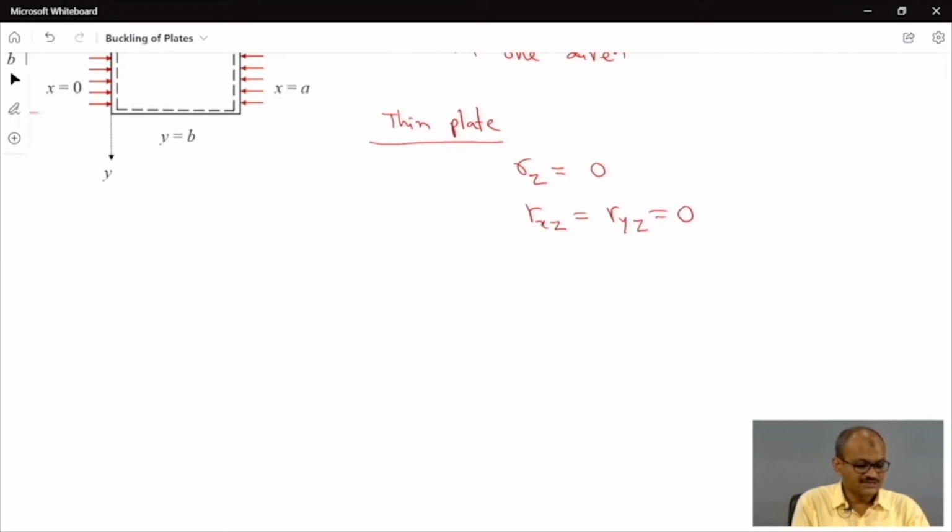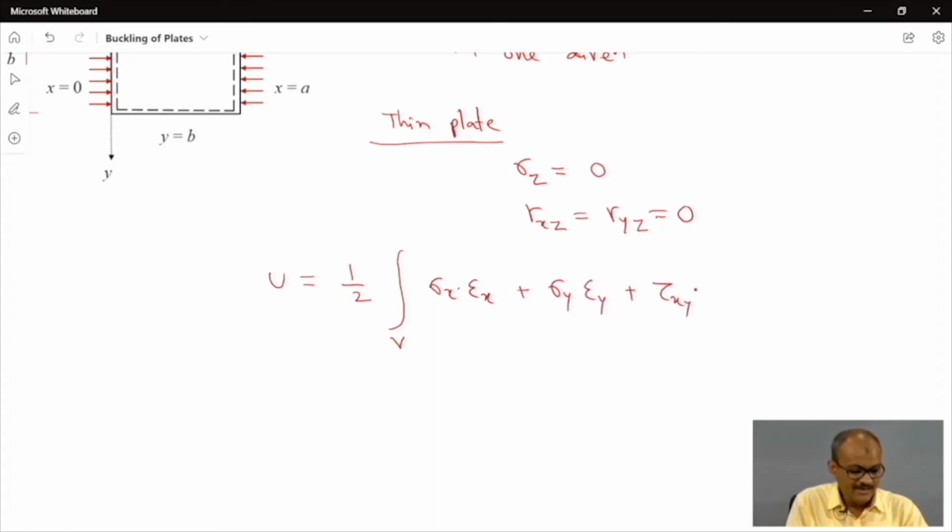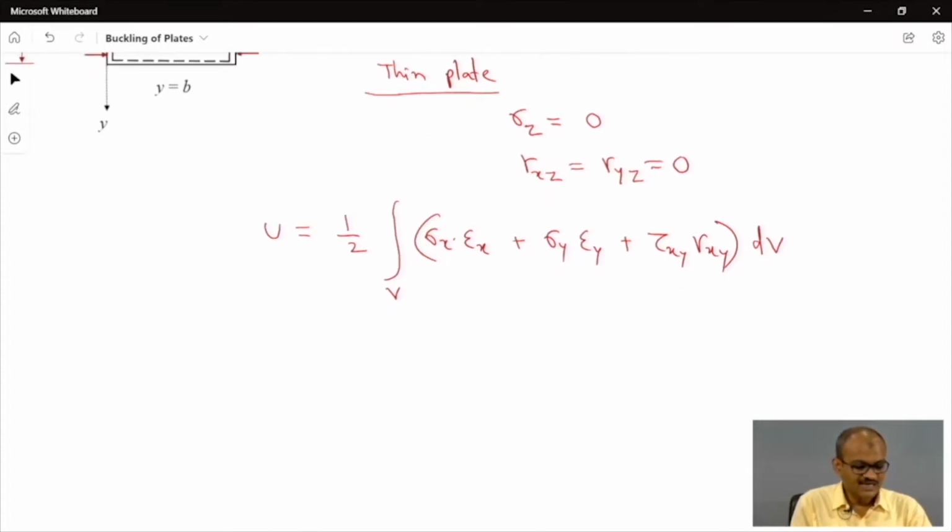Then the strain energy of the plate due to bending, we can write as U is equal to half stress into strain. The available stresses are sigma x, sigma y and tau xy. So the strain energy is half, and we will have to integrate over the complete volume. This is sigma x into epsilon x plus sigma y into epsilon y plus tau xy and gamma xy. This is the strain energy due to bending.